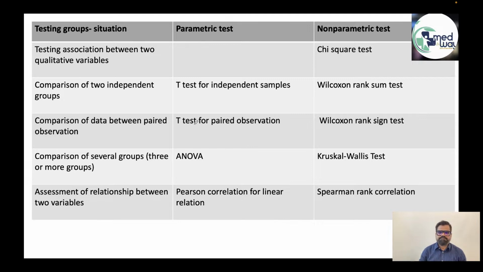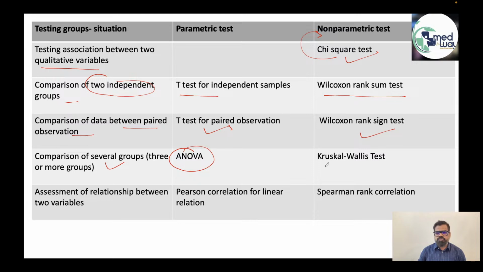Now, please remember, when you are comparing qualitative variables, you use the chi-square test, which is a non-parametric test. When you are comparing two independent groups, if it is quantitative data, you do a t-test, and similarly, if you are doing a non-parametric test, you can do the Wilcoxon rank sum test. If you are comparing paired observations, you can use the paired t-test, and for non-parametric, you can use the Wilcoxon signed rank test. If you have more than 2 groups, in parametric you use ANOVA, in non-parametric you use the Kruskal-Wallis test.